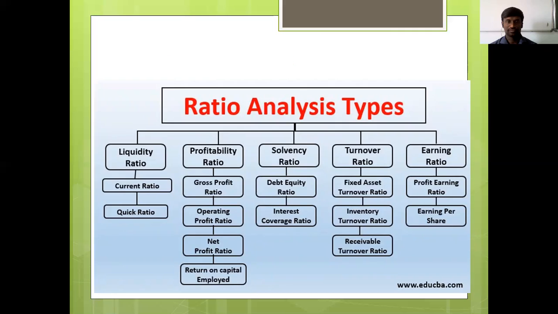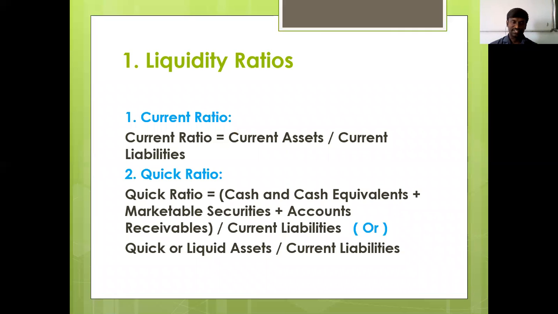Now we will see the formulas. In the liquidity ratios, we have seen there are the current ratio and quick ratio. The current ratio is equal to current assets divided by current liabilities. We need to add all the current assets and current liabilities, then we can calculate the current ratio. So total current assets divided by total current liabilities, we will get the current ratio value.